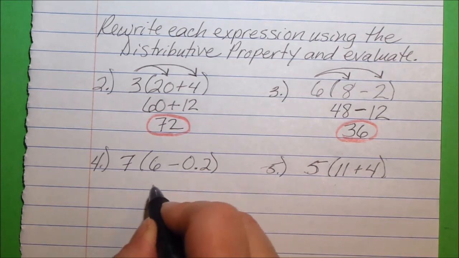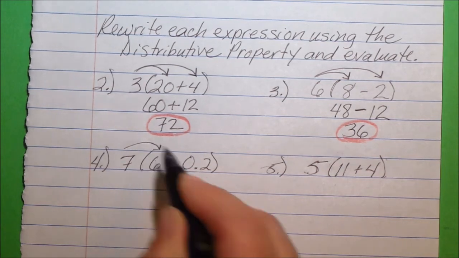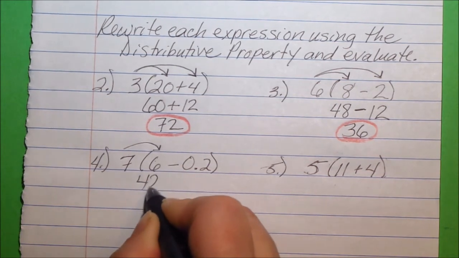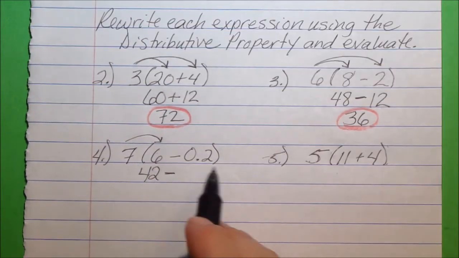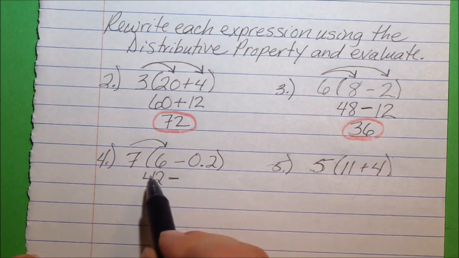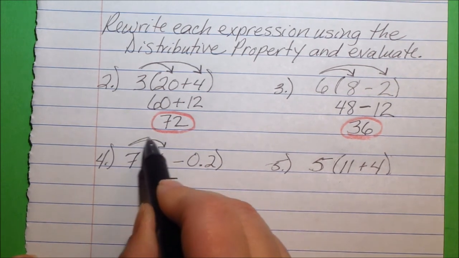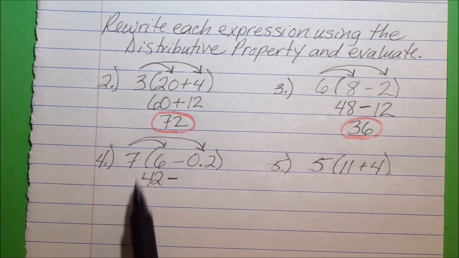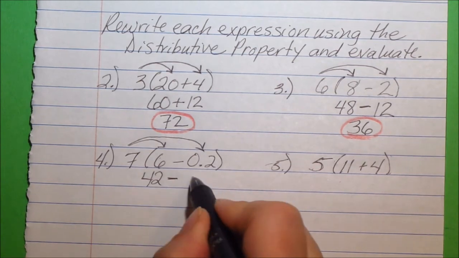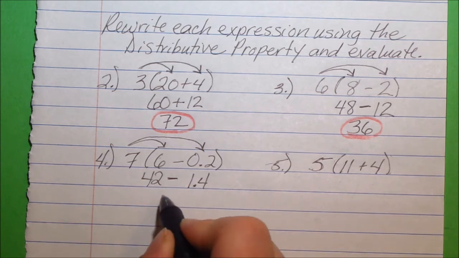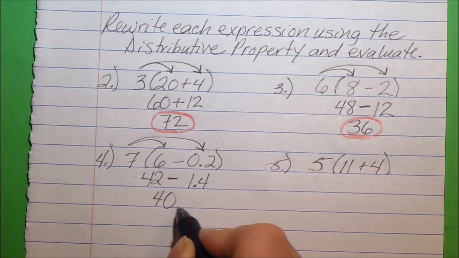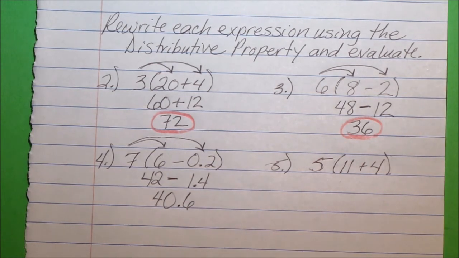6 times 7 is... wait, let me draw my arrow. 6 times 7 is 42. Bring down the operation. It's subtraction this time. 7 times 6, I hope I said 7 times 6. Now I'm not sure. 7 times 6 is what I meant, is 42. And now 7 times 2/10 is 1 4/10. And when I subtract 42 minus 1 4/10, I get 40 and 6/10. That's my answer.